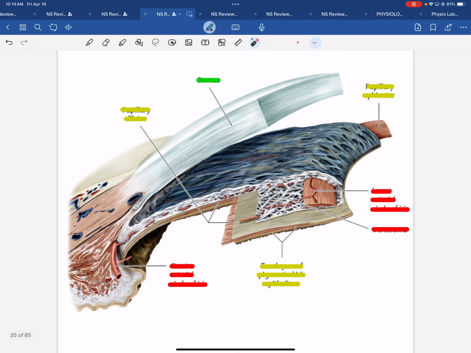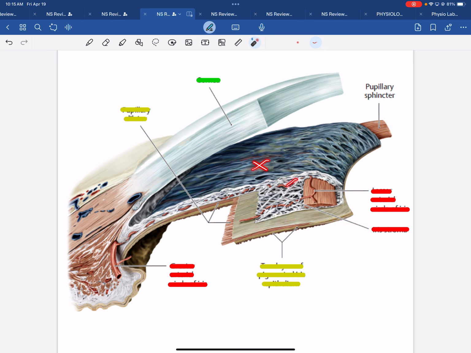This is just for fun. It's a cool picture. This is what your iris actually is, a bunch of muscles. There's a muscle arranged in a circle, and then there's a muscle arranged radially. This is how the diameter of the pupil is controlled, through these two types of muscles, the circular layer and the radial layer.